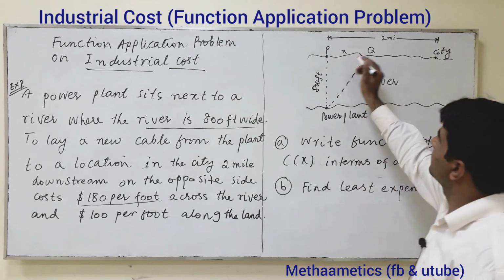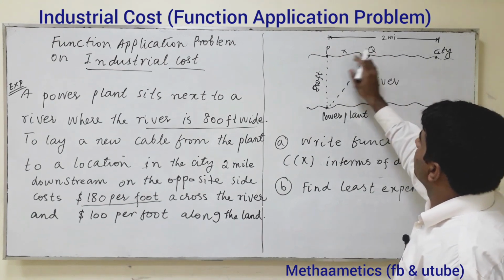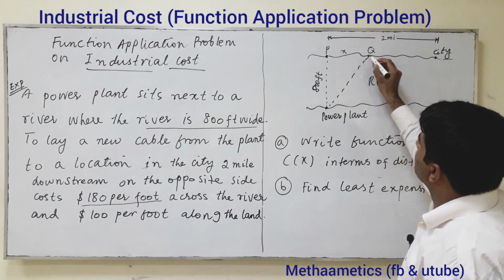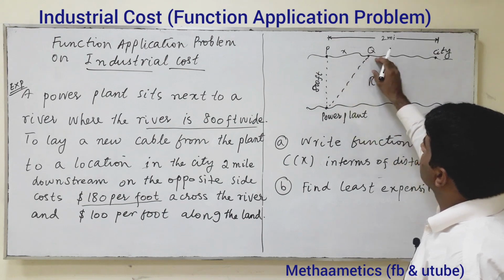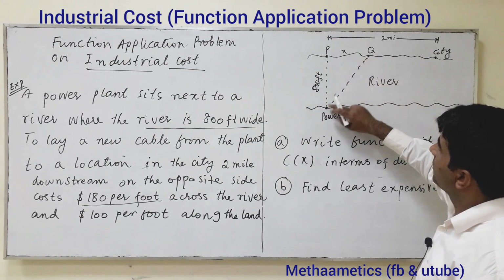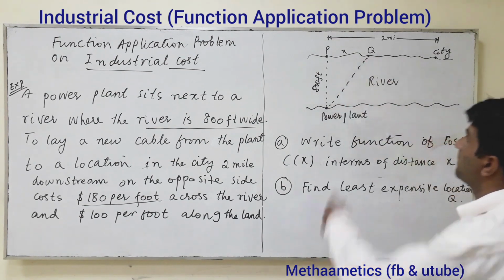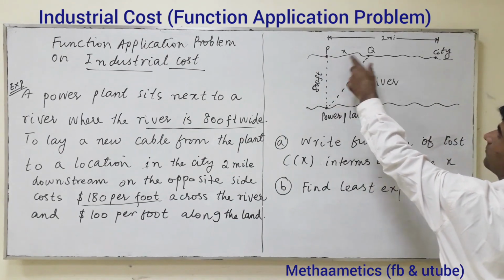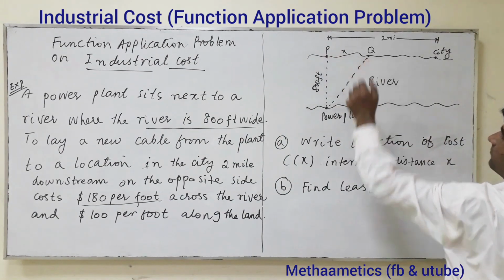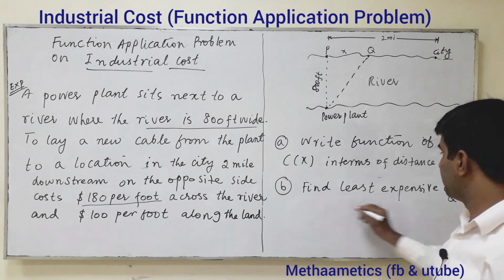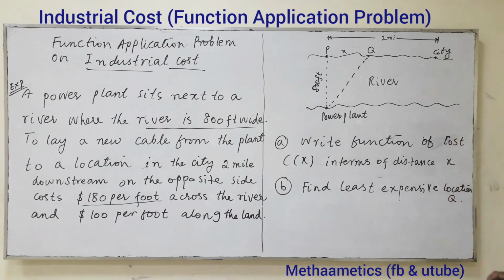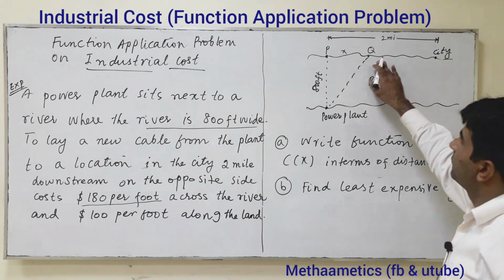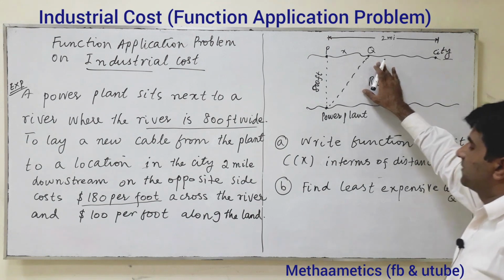This is x distance from a point, that point is Q. Where should x be? Where should be the location we cross the river? It should be here, P, or x is a value between P and Q. Find the least expensive location of Q.